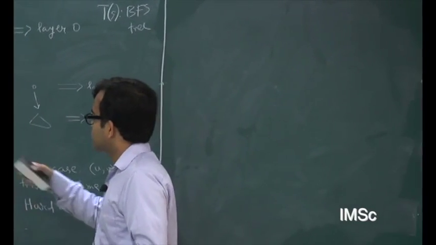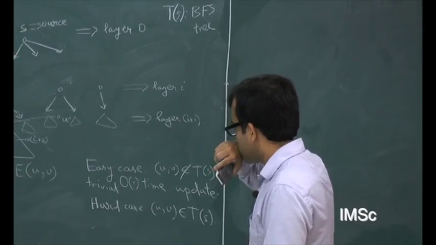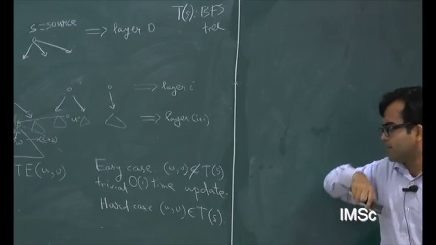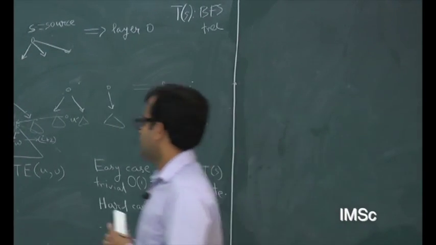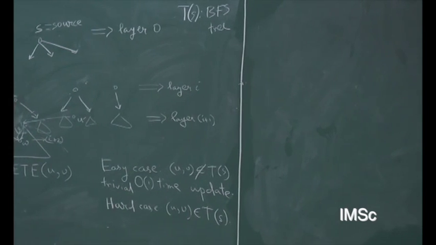So how to take care of this? How to amortize? So note that the total update time is mn.